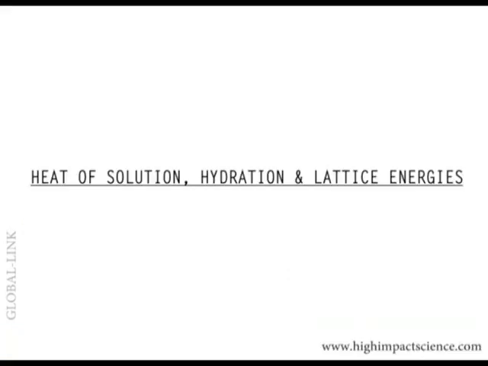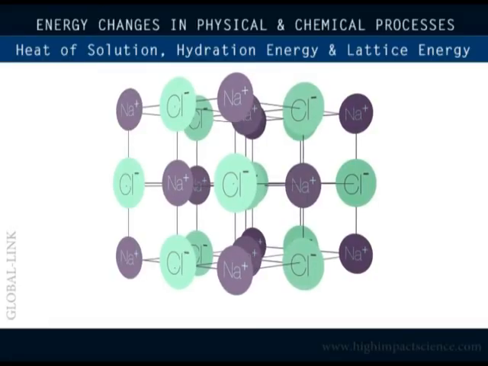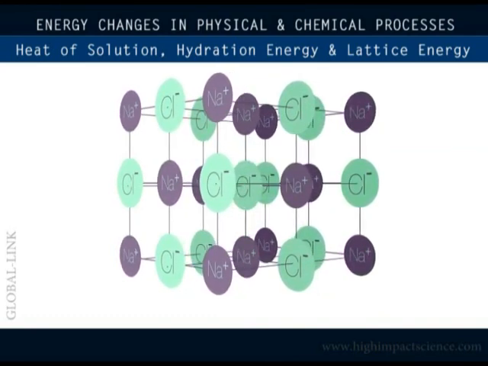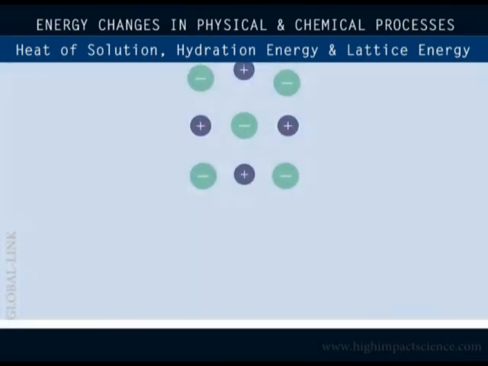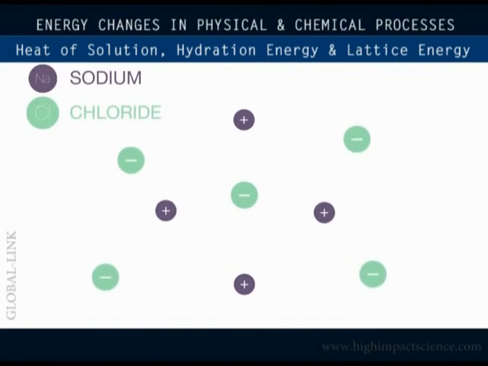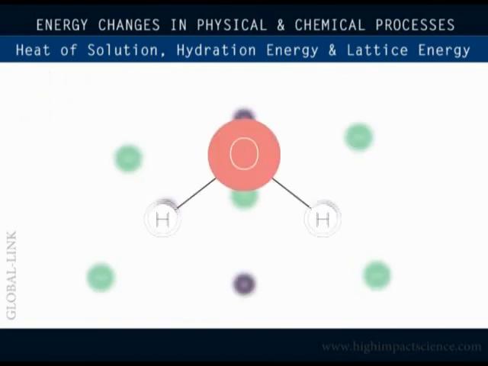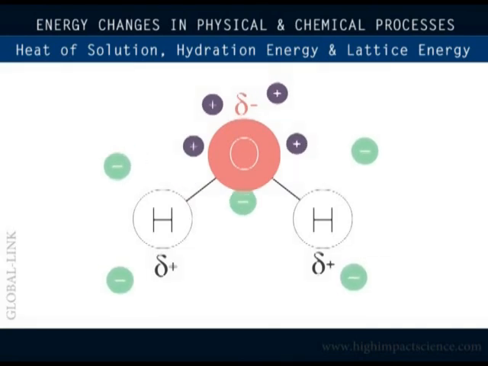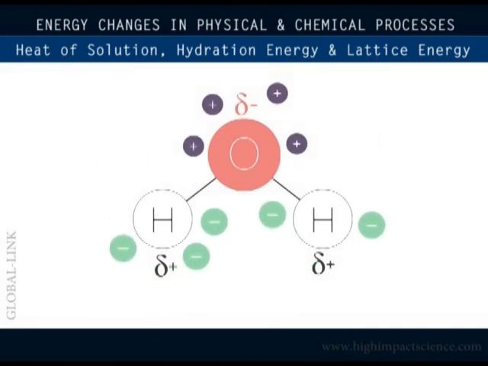And finally, we look at the relationship between the heat of solution, hydration, and lattice energy. In Form 2, we saw how sodium chloride dissolves in water. First, the sodium chloride dissociates into sodium and chloride ions. These ions then become stabilized in water due to the polar nature of water. So the process of dissolving involves 2 stages, and each is accompanied by energy changes.